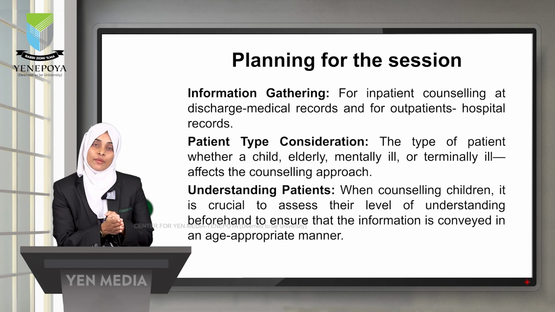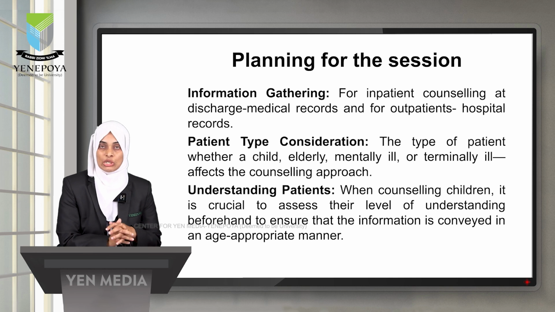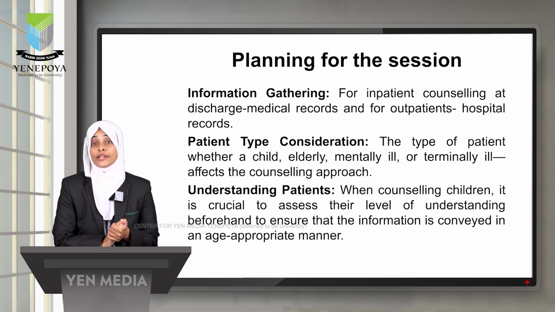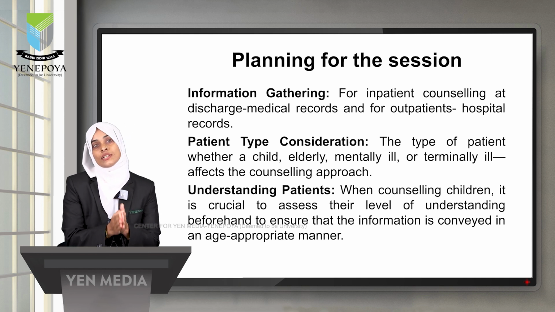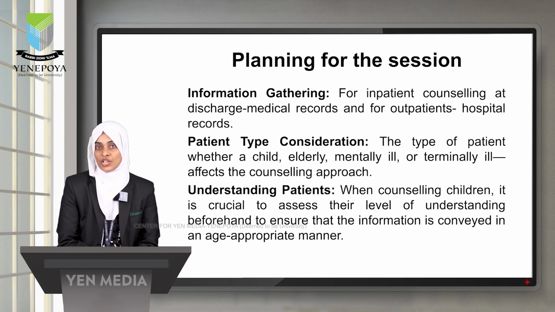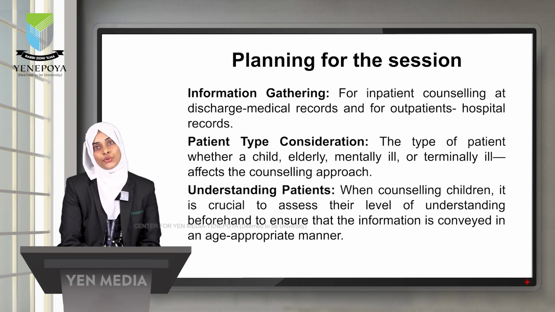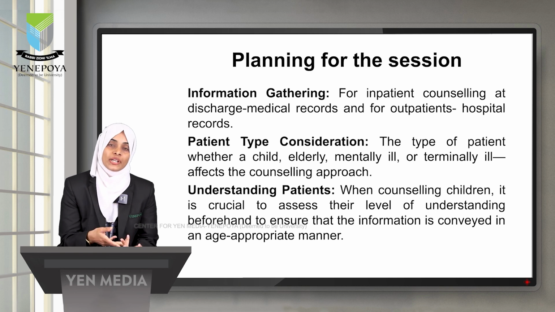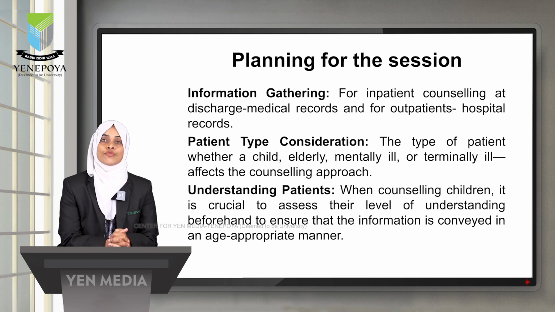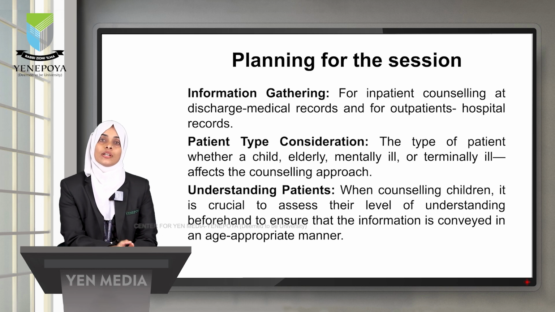For inpatient counseling, any information related to the patient can be gathered with the help of medical records, and for outpatients it can be obtained from hospital records. And consider what type of patient you are counseling, whether a child, an elderly person, a mentally ill patient, or a terminally ill patient. Every approach should be different depending upon the type of patient. So the counselor should adapt to the patient's level of understanding before beginning the session, and all the information should be gathered in an appropriate manner.